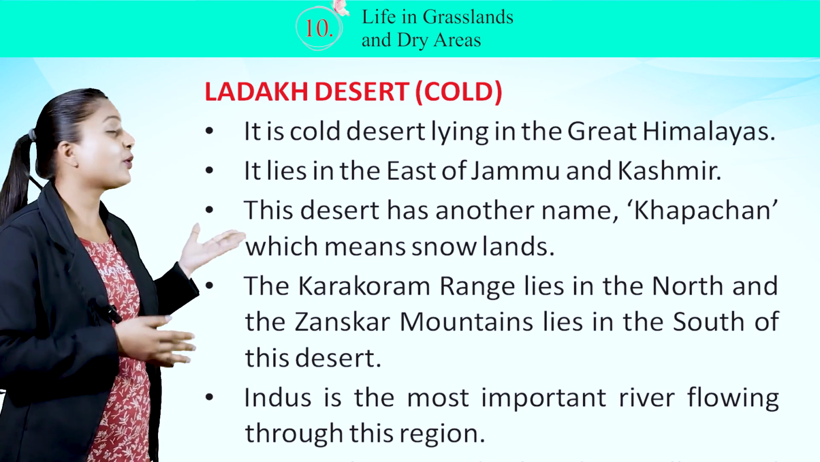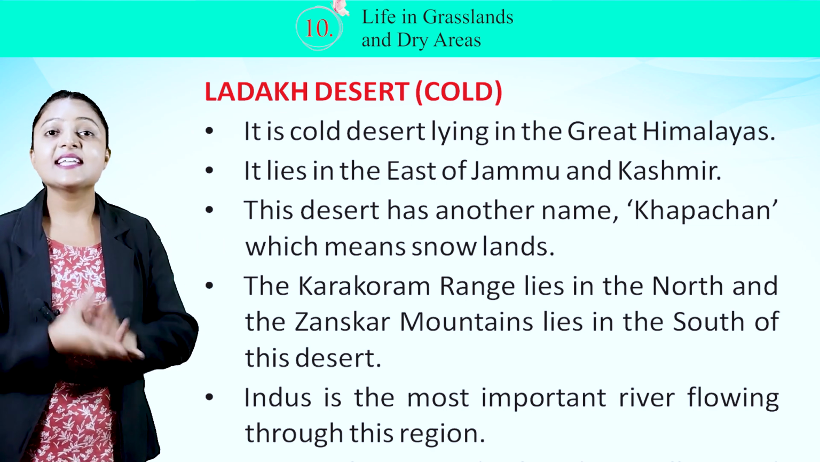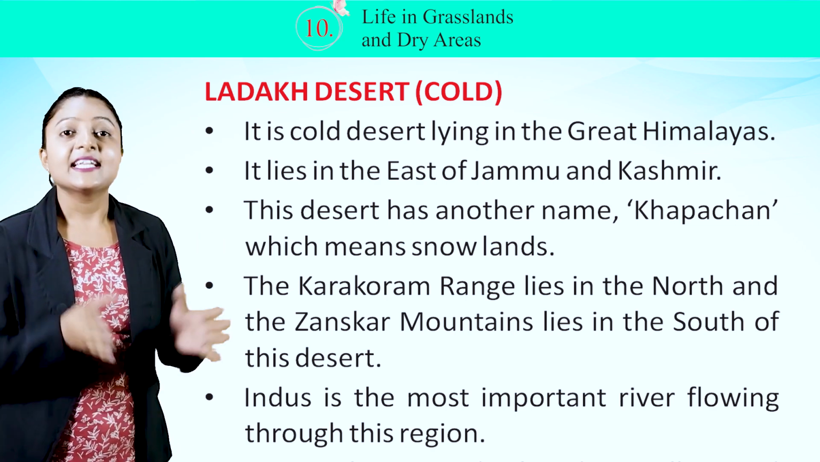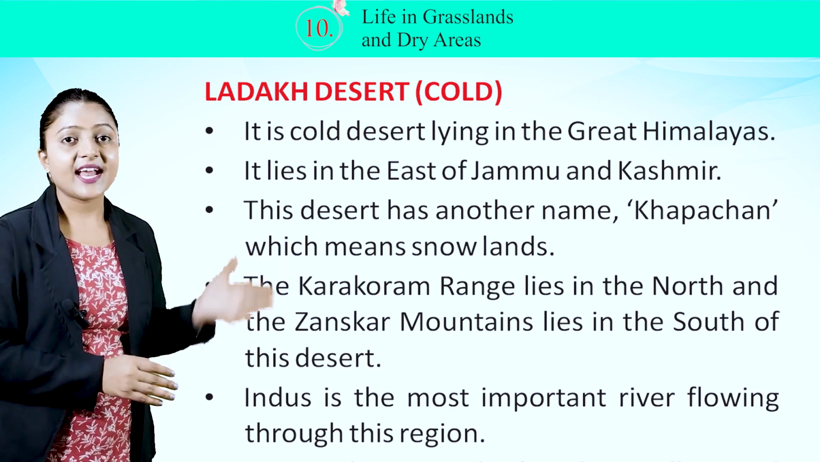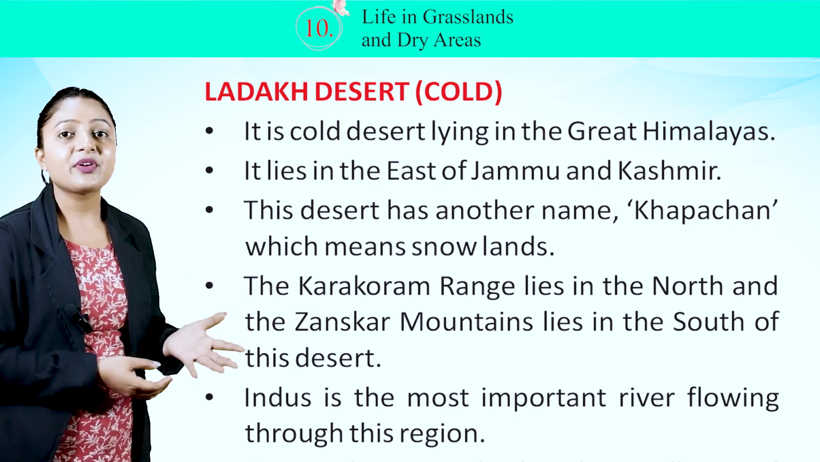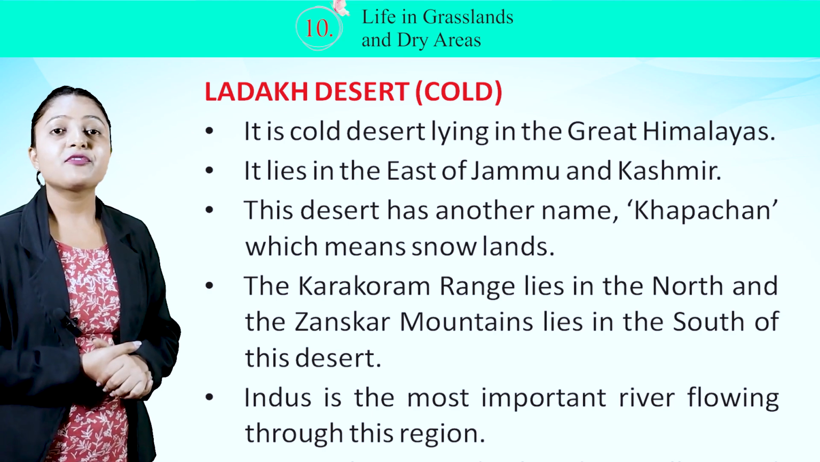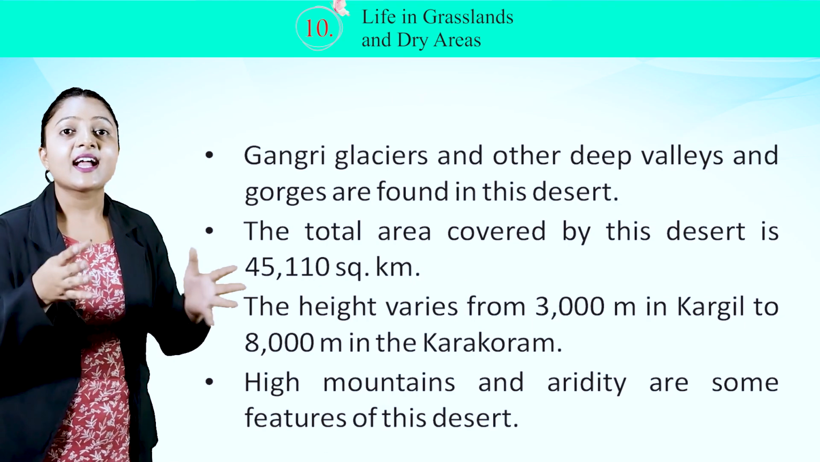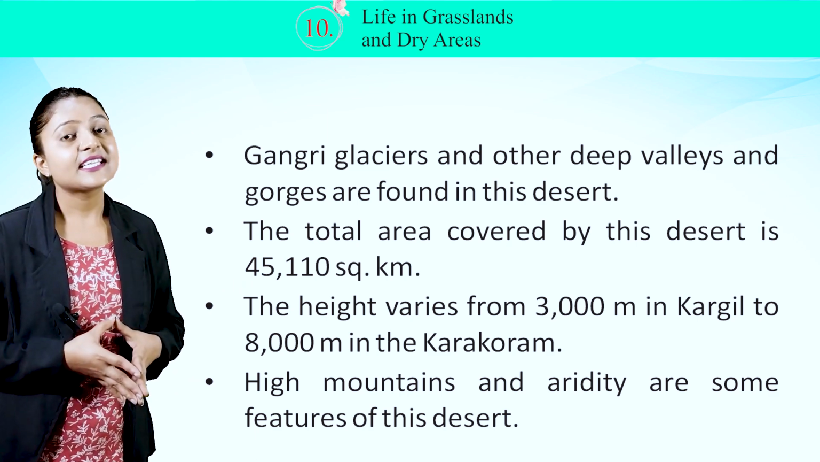Ladakh Desert. Cold. It is a cold desert lying in the Great Himalayas. It lies in the east of Jammu and Kashmir. This desert has another name, Khapachan, which means snowlands. The Karakoram range lies in the north and the Zaskar mountains lie in the south of this desert. Indus is the most important river flowing through this region. Gangri glaciers and other deep valleys and gorges are found in this desert.